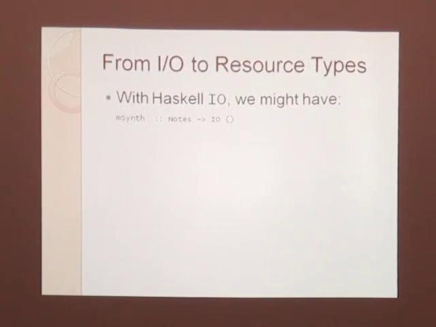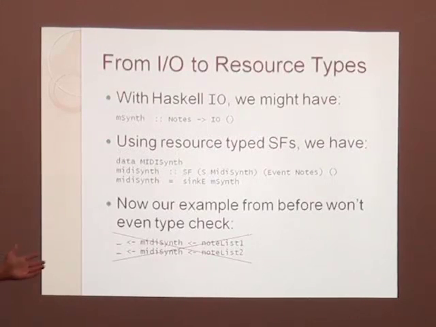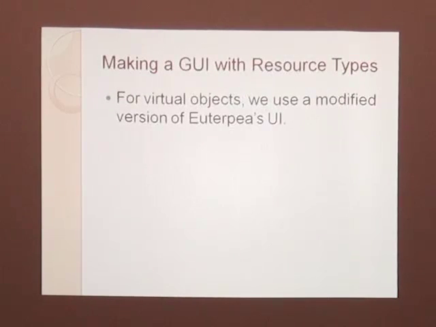So going back to that mini-synth example for just a second. msynth might be the monadic action for that signal function, taking some nodes and producing some I/O. Using resource type SFs, we can just do sync E of msynth and say that it uses the mini-synth resource type. And that's great. Now our example from before doesn't even type check. It just stops right there. We have to do something else if we want to have those two node streams. We have to manually interleave them or do them in an order that we define.